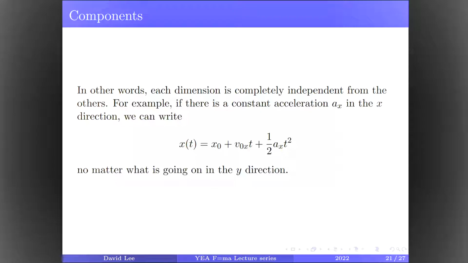So each dimension is completely independent from the other. If there's a constant acceleration a_x in the x direction, we can just write x(t) = x0 + v0 t + 1/2 a t squared, and it doesn't depend on what's going on in the y direction. It could be staying completely still in the y direction, moving with constant y velocity, or even oscillating around in the y direction. That all doesn't matter. As long as there's a constant acceleration in the x direction, this equation still holds.